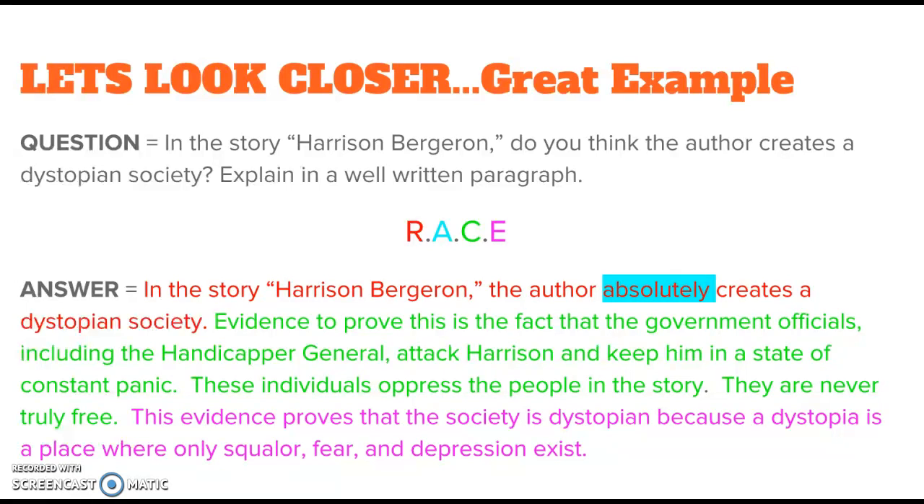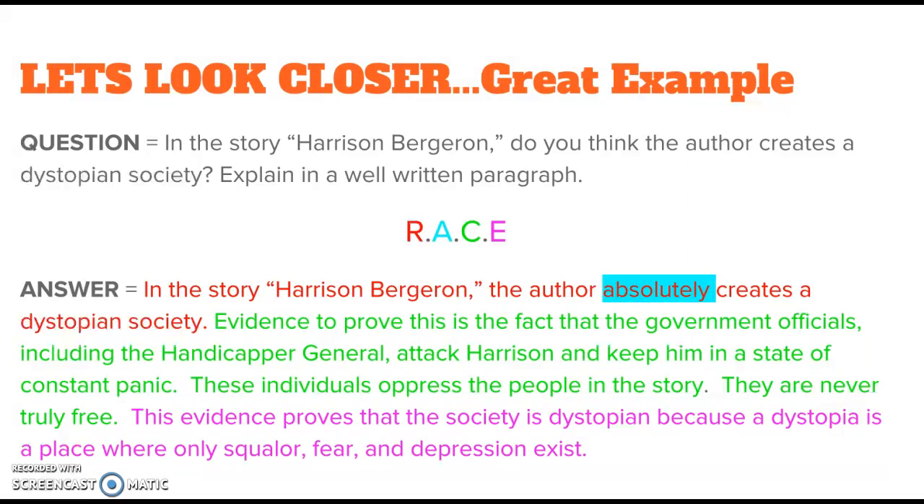Now, look at all the evidence they provide, highlighted in green. They give specific examples from the story. They talk about the government officials. They talk about the handicapper general, who's like the president of this crazy world. They talk about how they are putting Harrison in constant panic. Next, they talk about how they oppress the people, which means how they choke them and make them feel terrible and things like that.